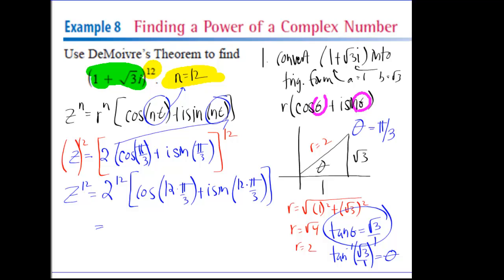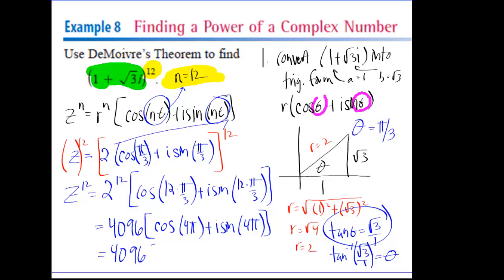Simplifying this, we get 2 to the 12th is 4,096. Open bracket, cosine. Let's see, simplify this into 4 pi, plus i sine of 4 pi. I know cosine of 4 pi is coterminal with 2 pi and coterminal with 0. So I'm going to simplify this as 4096 times cosine of 0 plus i sine of 0.